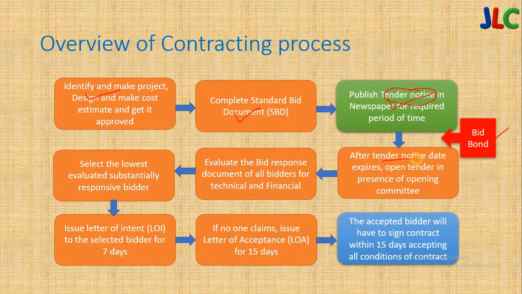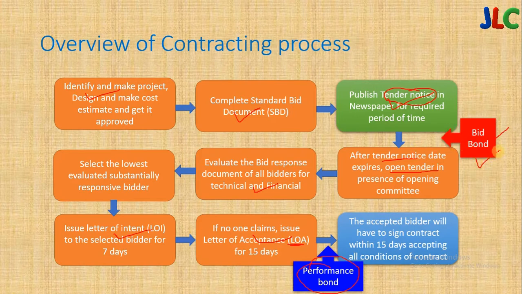Now after the notice expires, the tender is opened, it is evaluated and LOI is issued. After no claim, LOA is issued. Now once LOA is issued, the successful bidder will have to visit office with the required performance bond. So this is where the performance bond is required. Now we can see the difference is that bid bond is required before contract and performance bond is required while contract happens. Now for the difference we will see in the next slide.